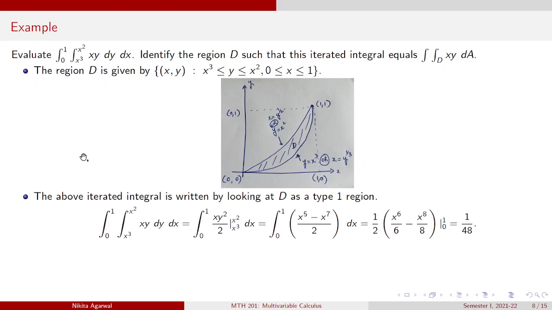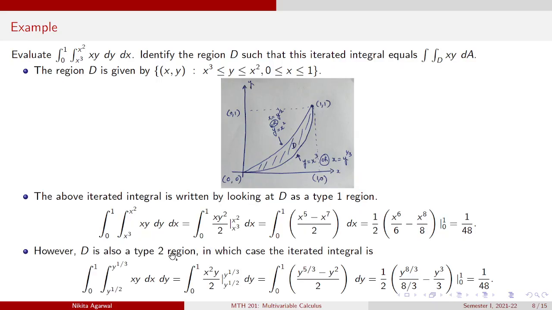So if we think of D now, in this particular case, D is a type 3 region. It is both of type 1 and type 2. So if you think of it as a type 1 region, then you can compute it this way. You will get dy dx and the limits, right? That's what you were asked.